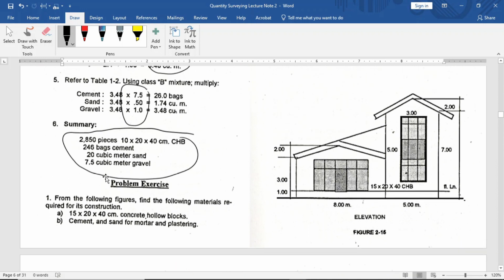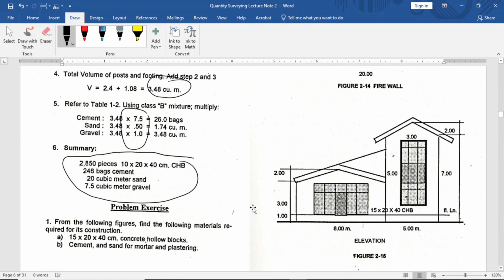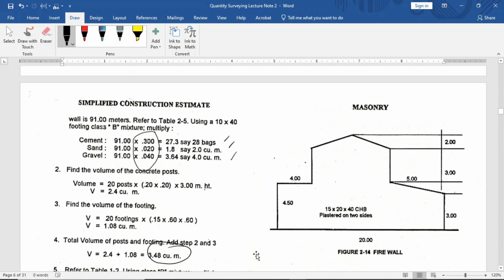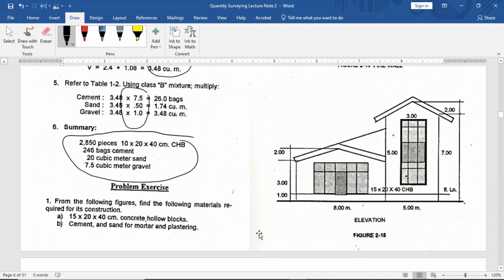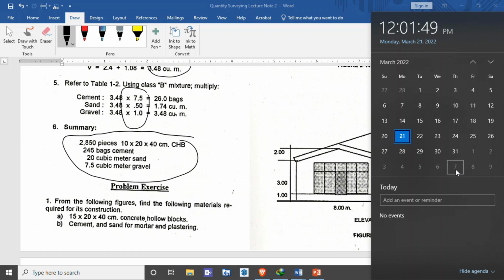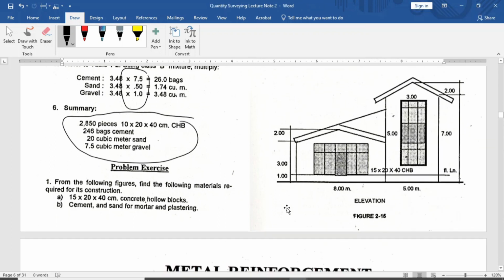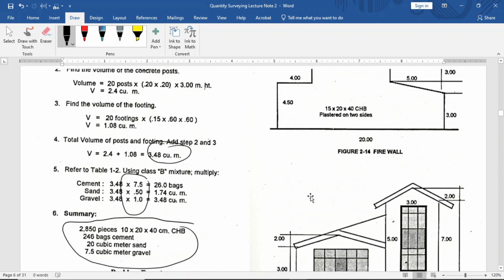So, meron tayong problem exercise dito. Okay. Yan. Ito yung problem exercise natin. So, ang due date nito is April 8. Due date nito is April 8. Ito, problem exercise.